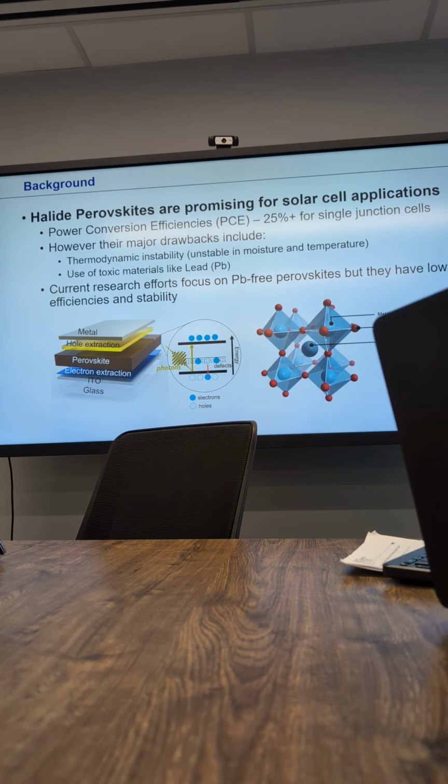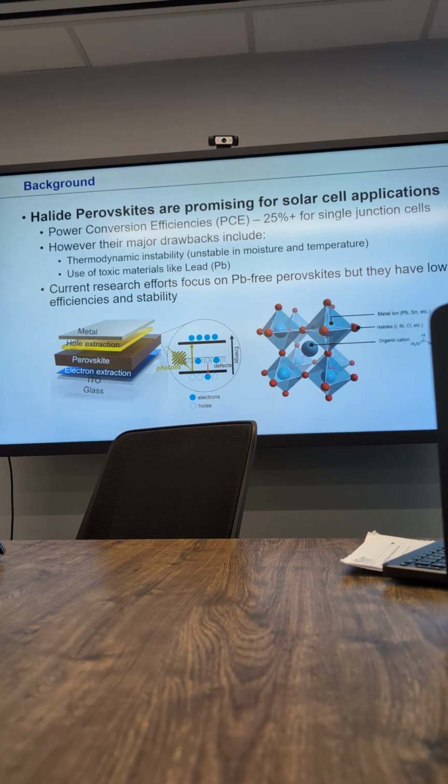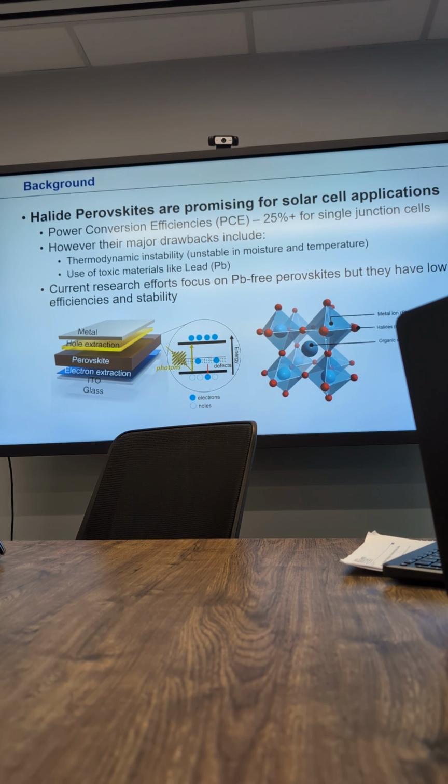Right. So most of these materials are used for solar cells. They have very good, fast charge carriers and all of those things. However, their major drawbacks are that most of the high efficiency perovskites use lead, which is toxic, as their B site, and most of them are also unstable. They are unstable in moisture and temperature.